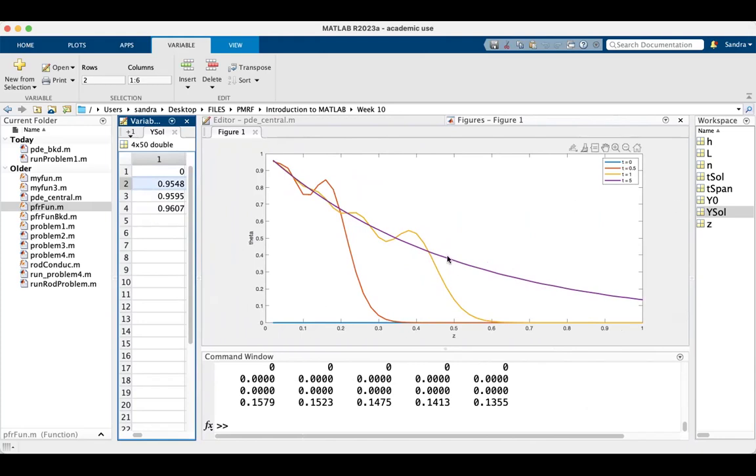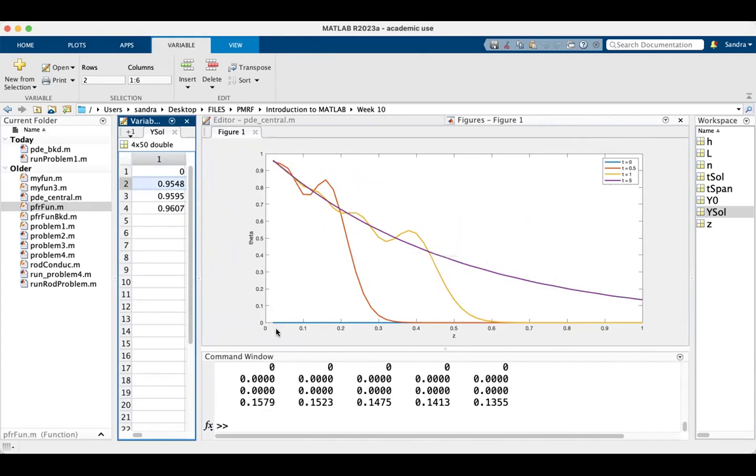At t equal to 0, you know that at all the points, the temperature theta is equal to 0. So that is this blue line here. At t equal to 0.5, you have the red line. And at t equal to 1, you have the yellow line. And at t equal to 5, you have the smoothly, monotonically decreasing line.